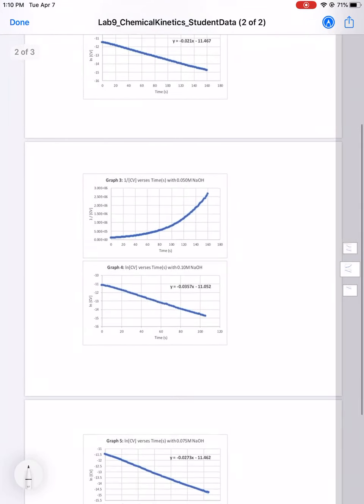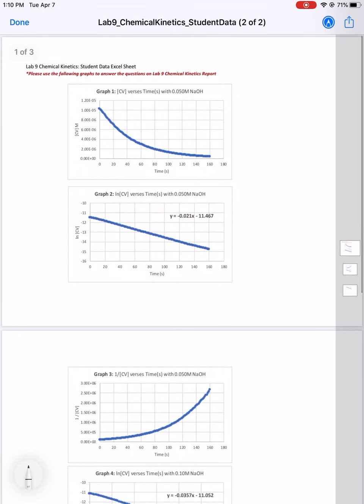But basically what this is showing is that they collected all the data and read the absorbance from the spectrophotometer over time. On this first graph, they put just concentration on the y-axis and time on the x-axis. Then they took the natural log of concentration and graphed the natural log of concentration on the y-axis and time again on the x-axis.